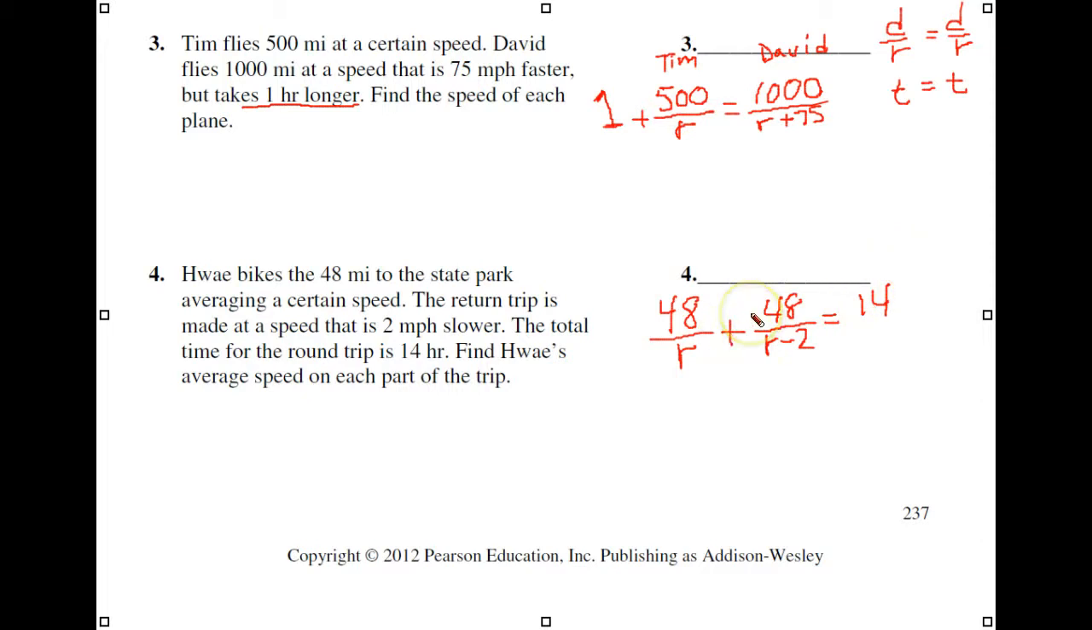Now, in doing number 4, again, you read it carefully. It's this basic formula up here. It's not time equals time here. It's this time now plus this time equals this total time here. So this time was 48 hours by a certain rate, and that was going one way. Now, going back, he had to cover the same amount of distance, but his rate was 2 miles per hour slower, and then the round trip took 14 hours. So again, you're going to multiply everything by r times r minus 2, and that will get rid of all the fractions, and it becomes a quadratic. So again, figuring out the equation and then solving it is the challenge.